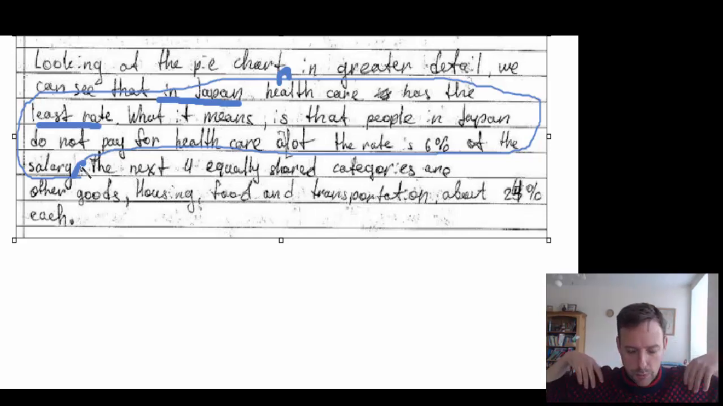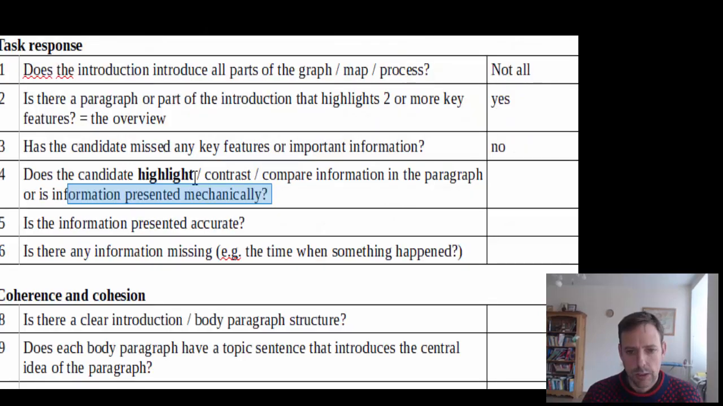I also talked about that point for quite a bit, but I already started to compare and contrast it with the other points. Okay, the next four equally shared categories are other goods, housing, food, and transportation, about 24% each. So, that's okay, but if we have a look at our criteria, does the candidate highlight, contrast, compare information, or is it presented mechanically? Do they highlight the information? This one here is number 6. Is there any information missing?